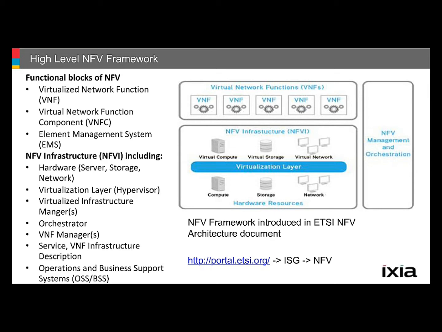The NFV infrastructure is made up of hardware, which includes servers, storage, and the network, and a virtualization layer, which is a hypervisor, again, something that's virtualizing the actual server. You'll have virtualization managers. You'll have orchestration. You have VNF managers. You'll have the service and network infrastructure description. And you'll have the overall operations and business support systems. So again, it is much more than just taking something like a router or firewall and running it in a virtual server. It's wrapping around all these elements that enable the complete infrastructure, or the NFV framework. I have a link there to the ETSI portal. If you navigate to the ISG for NFV, you can look at all the detailed documents.